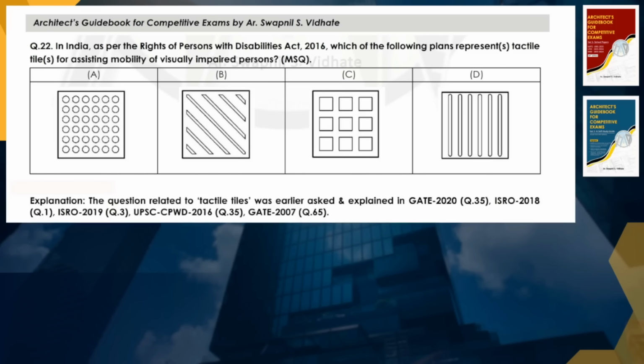Now the question related to these tactile tiles was earlier asked, and I have also explained all the types of tactile tiles in GATE 2022 at question 35, ISRO 2018 at question 1, ISRO 2019 at question 3, UPSC CPWD 2016 at question 35 and GATE 2007 at question 65. You can pause the video for 2-3 minutes and go through all these questions so that you will understand the interrelation between those questions, like how the questions can be asked multiple types based on the same data.